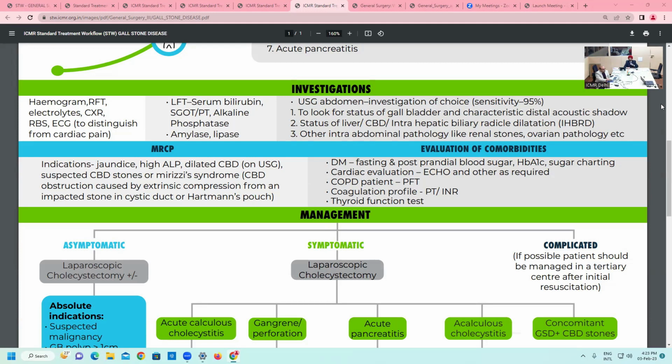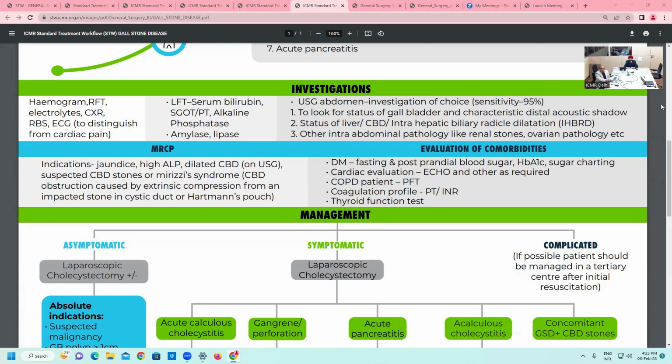We see the posterior acoustic shadows. We want to see the status of the CBD, though ultrasound is not a very good investigation for assessing the CBD, but still it will give some information. And we want to know the status of the intrahepatic biliary radicals. At the same time, the ultrasound will also tell us whether there is inflammation of the gallbladder, because this is going to decide whether it's going to be a simple surgery or a difficult surgery. So the patient has to be counseled, and the surgeon has to be prepared for a difficult surgery.